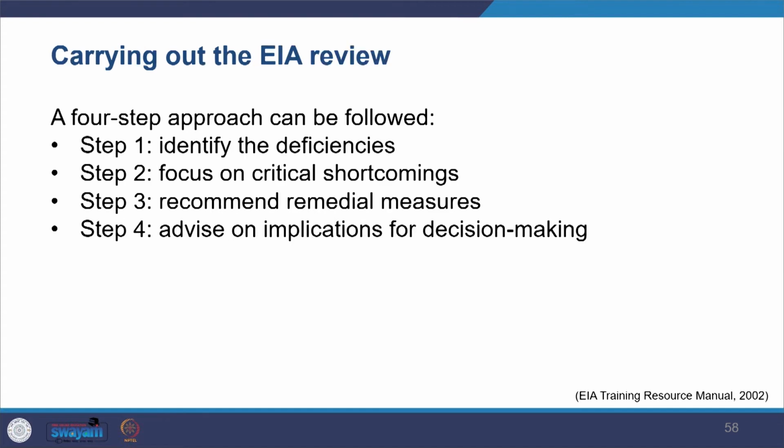Then you carry out the EIA review process, shown here from the UN training program, which has been updated to four steps. Step 1, identify the deficiency; focus on critical shortcomings; recommend remedial measures; advise on implications for decision making. So you are reviewing the report here, and you can take care of these four things.